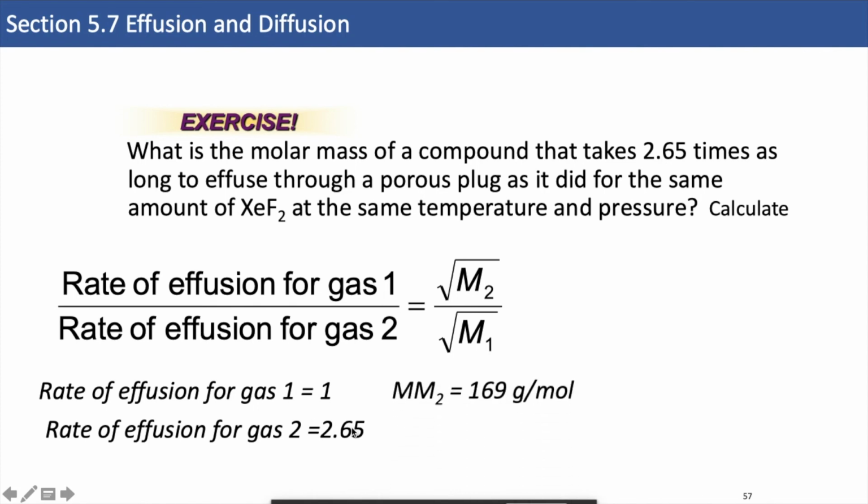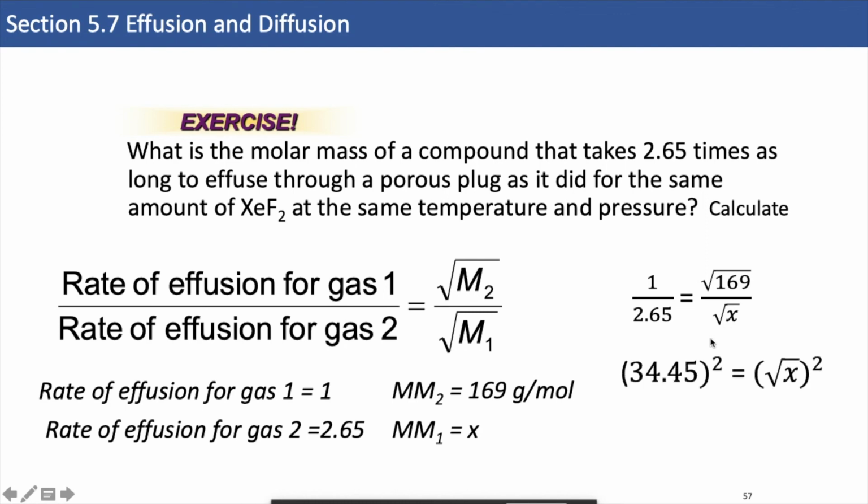So now I've got my molar mass of number 2 here. That's going to be 169 grams per mole. That's the molar mass of xenon difluoride. And then I've got my molar mass of number 1, which is my unknown, my x. So here's how I would set that up, right? I have my 1 over 2.65. I have my square root of 169 over the square root of x.